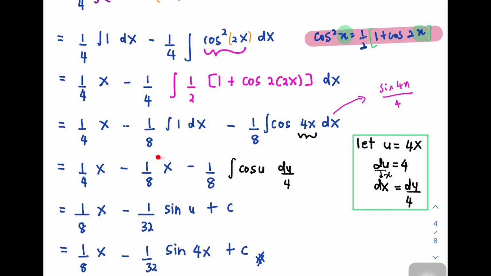For this one here, you can just solve 1 over 4x minus 1 over 8x. This is just 1 over 8x. And just rewrite here 1 over 8x. Therefore, this should be your final answer.